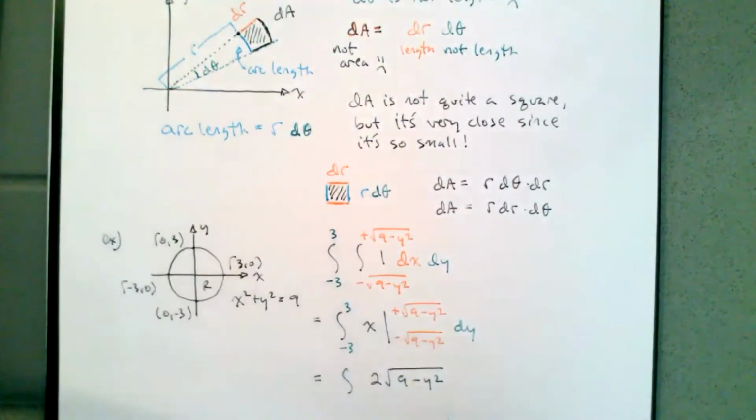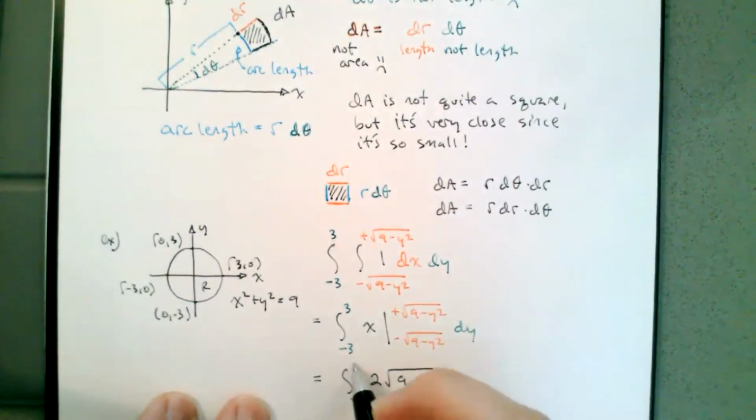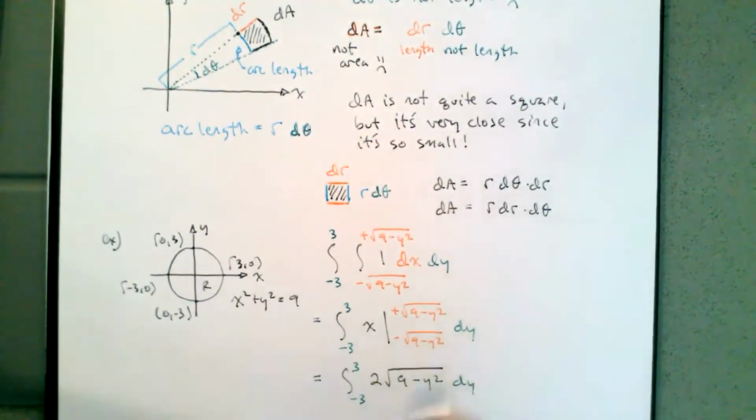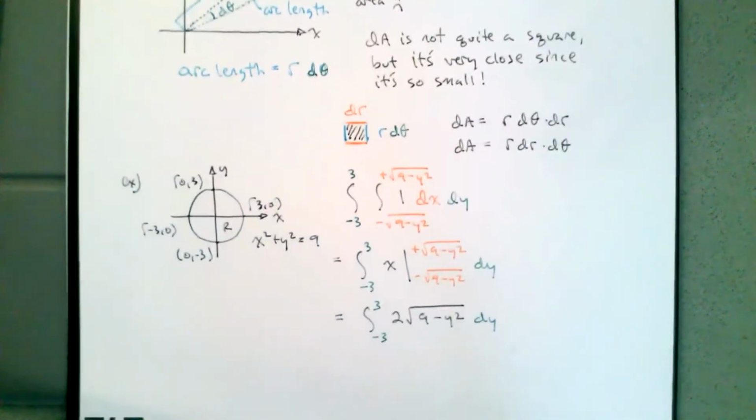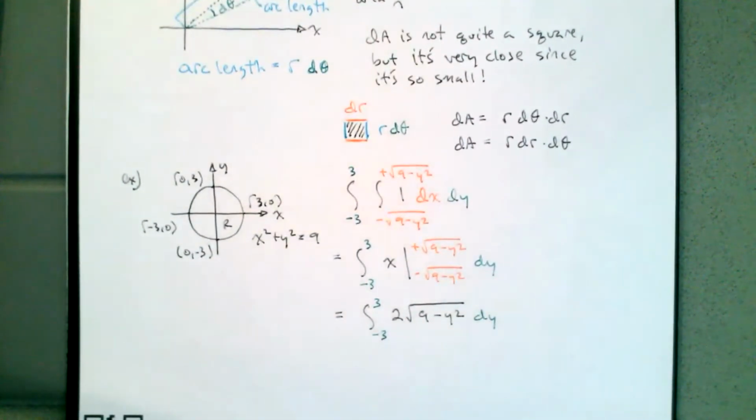And we still need to integrate this from -3 to 3 dy, which is almost exactly the integral that we would have come up with if we were in single variable calculus and we wanted to find the area of a circle.